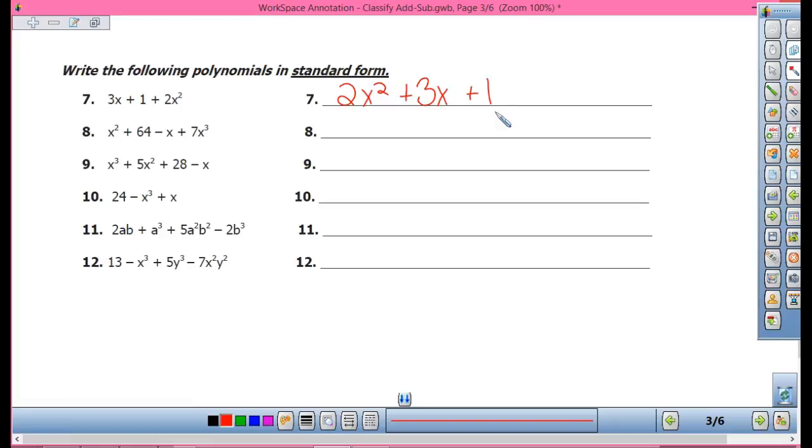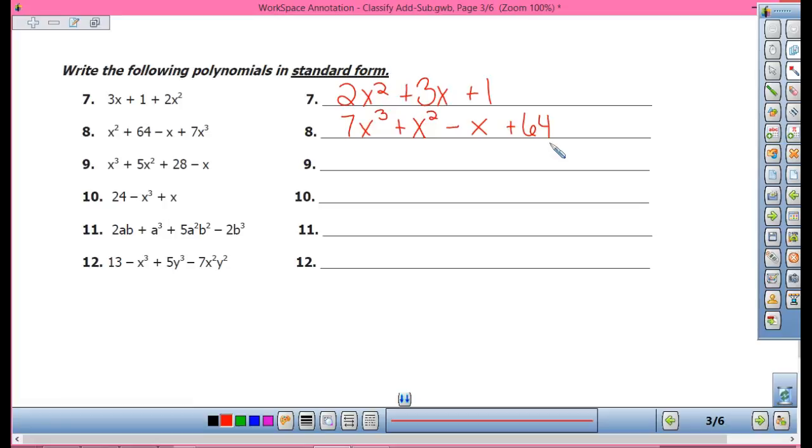Okay. Number 8, what would come first? Good. 7x cubed plus x squared. There you go. Minus x, because there's a minus sign in front of that one. Plus 64. Good.